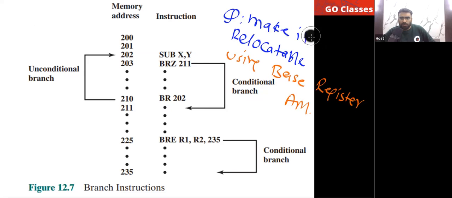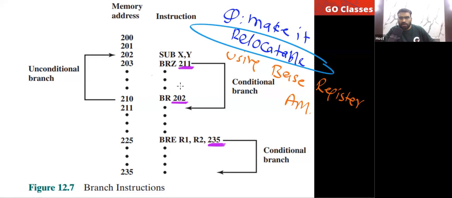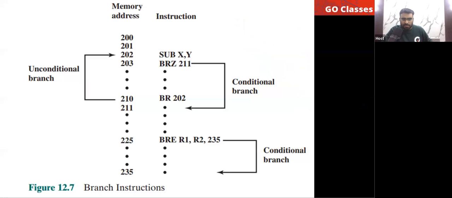In this code, just focus on the branch instructions. When I say make it relocatable, I am talking about these branch instructions. Is this clear? So let's make it relocatable using base register addressing mode. How are you going to make it? Please tell me.